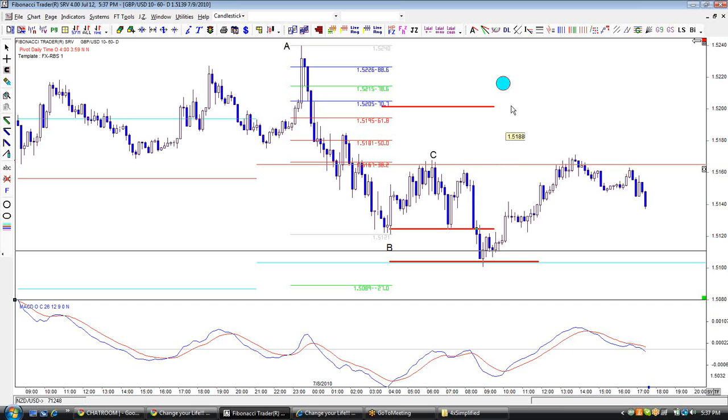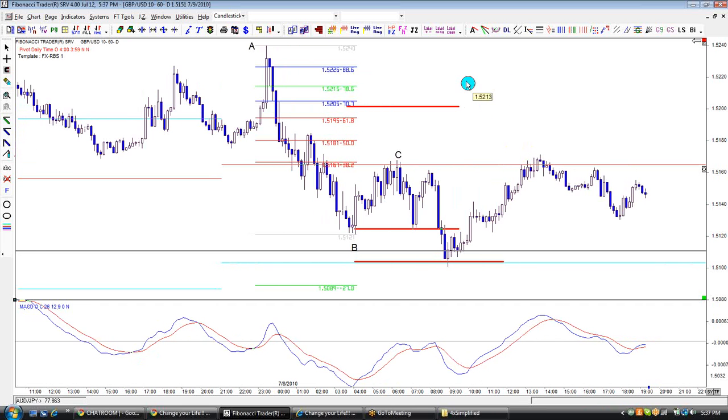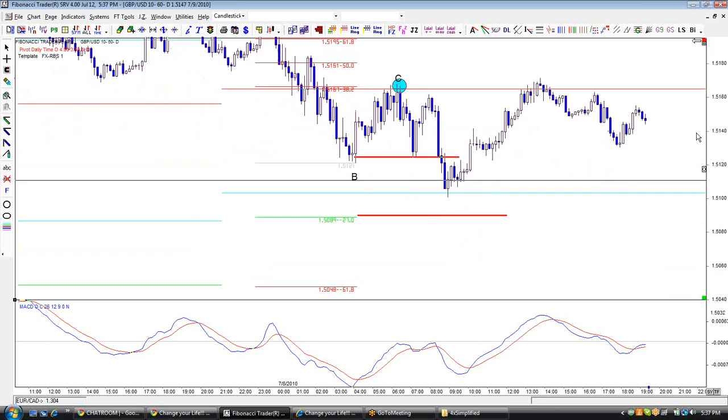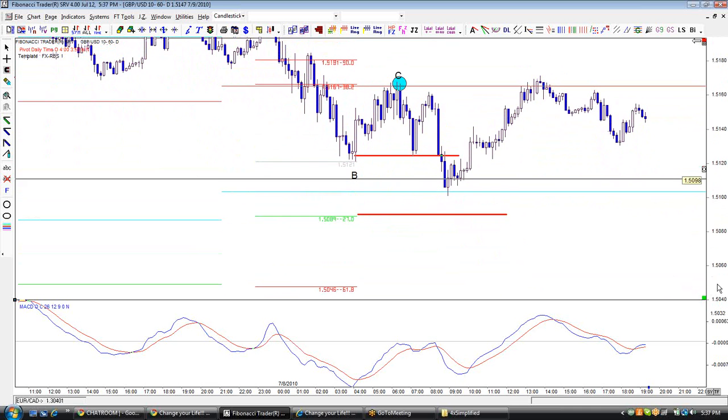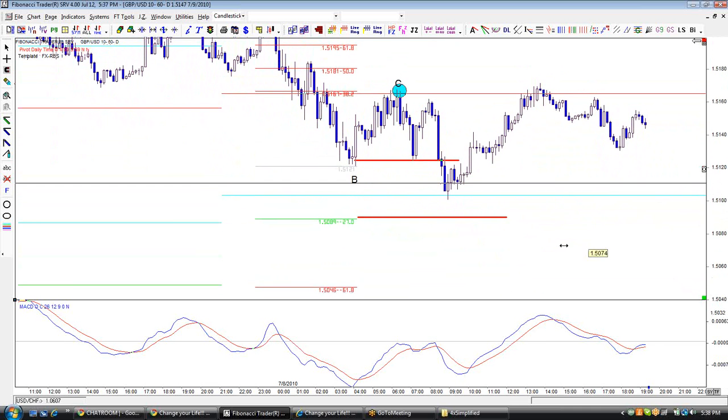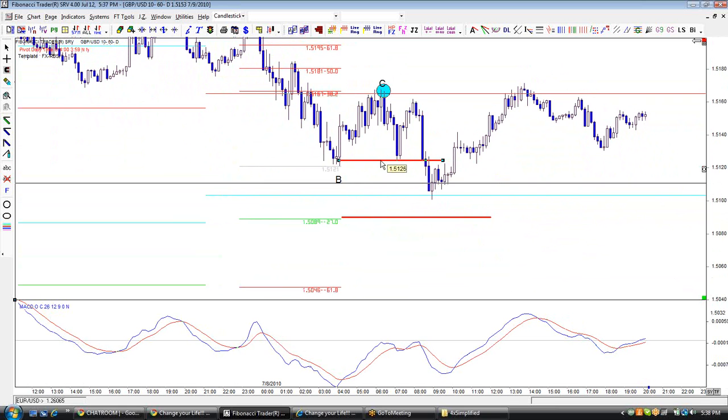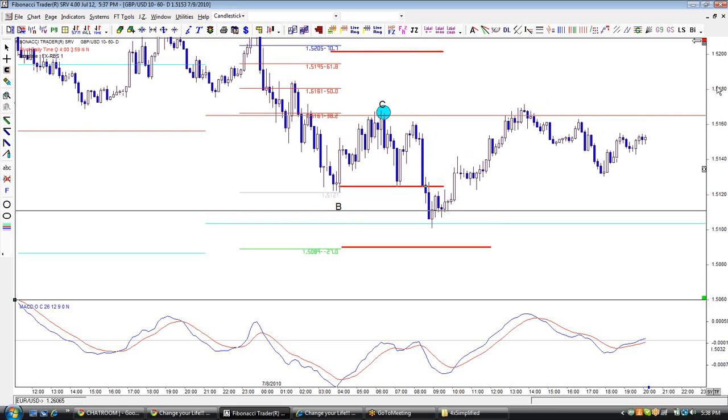We're entering at the C. Target 1, B. Now target 2 will probably go somewhere lower because we have a bigger swing. As soon as my first target is hit, I will move my stop to break even.